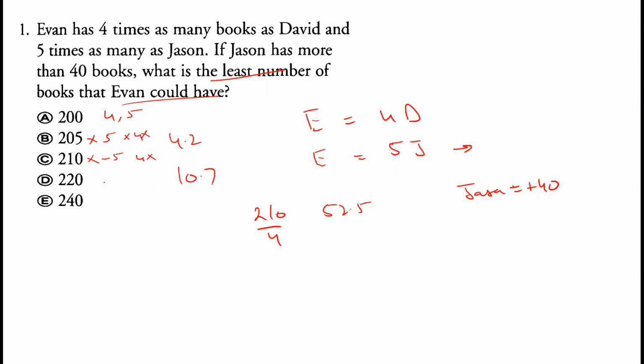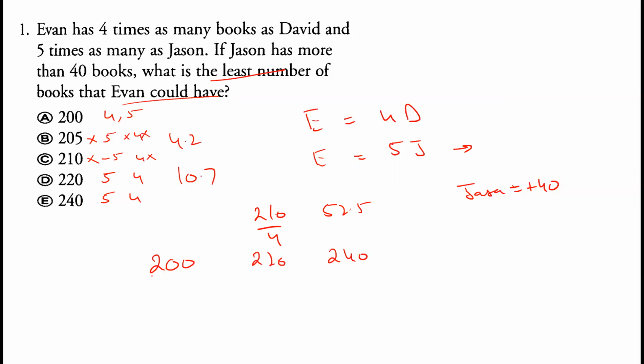Now 220 can be divided by 5 and also by 4 without leaving any remainder. The same is the case with 240. 240 can be divided by 5 and by 4 without any remainder. So the 3 options we have are 200, 220, and 240.